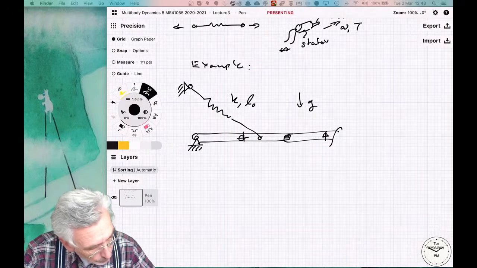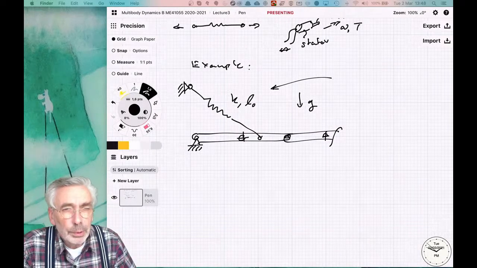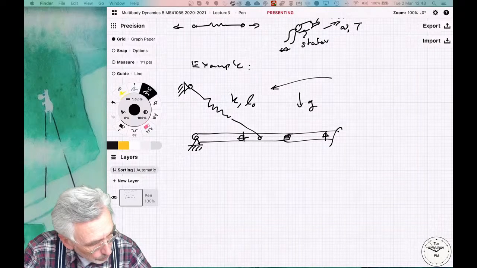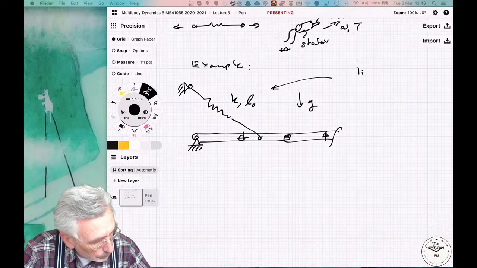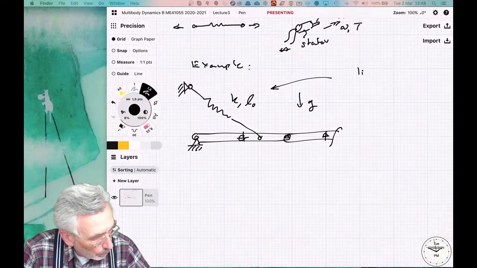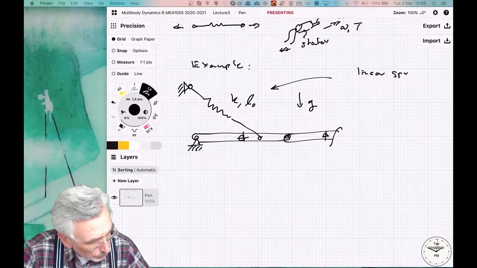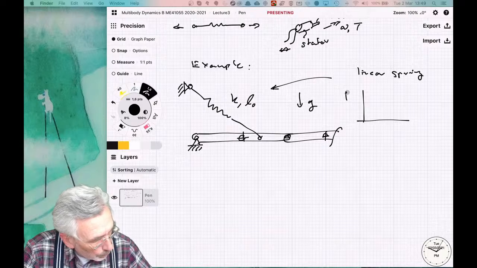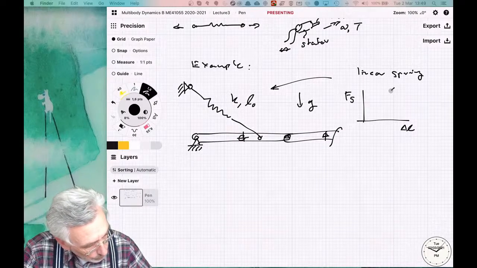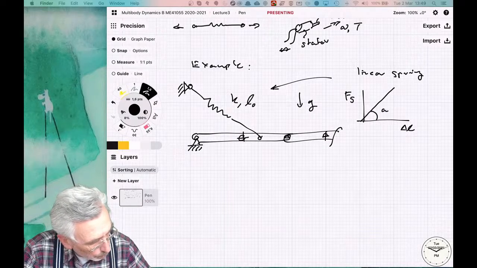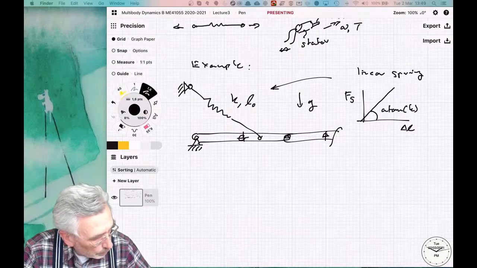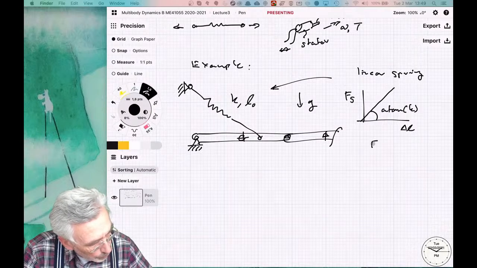Let's talk a little bit about the spring. What type of spring do I have in mind? In this case, I was just thinking of a linear spring. A linear spring has the following characteristic. You have a spring force and you have an elongation. Then you have this linear behavior, and the angle is arctangent K, the spring stiffness. In other words, the spring force is K times the elongation.